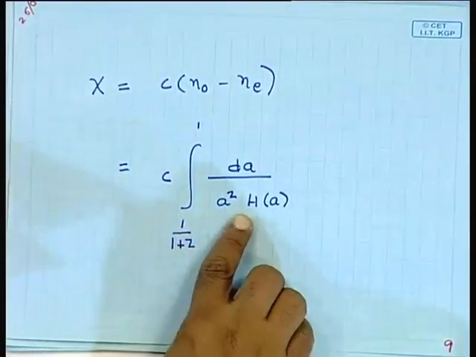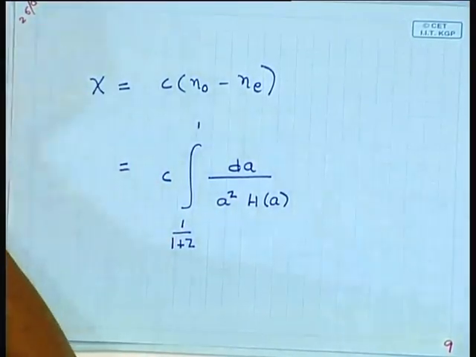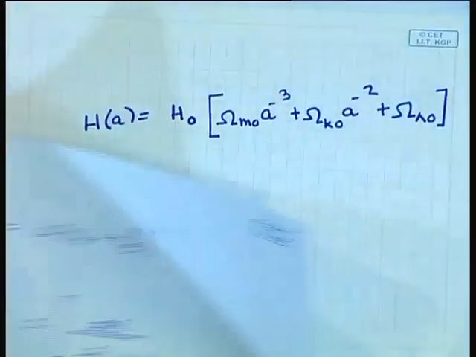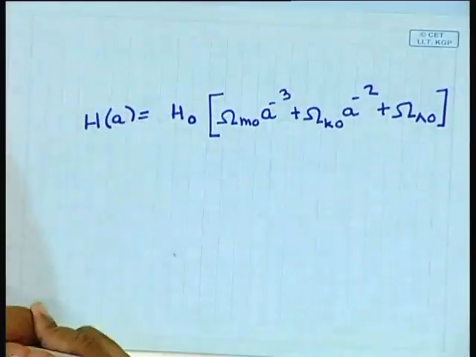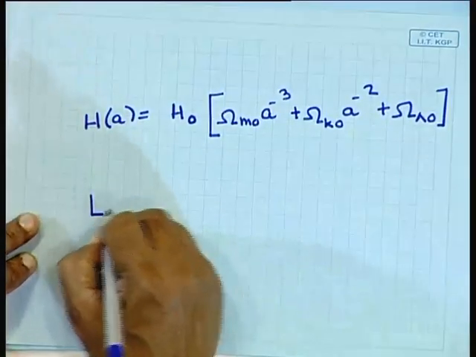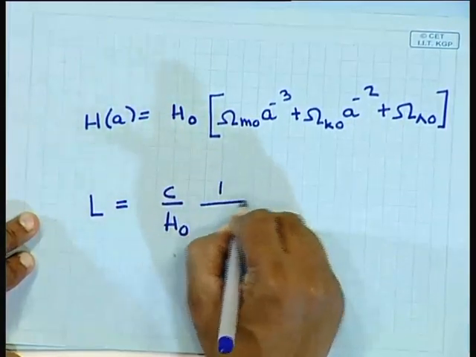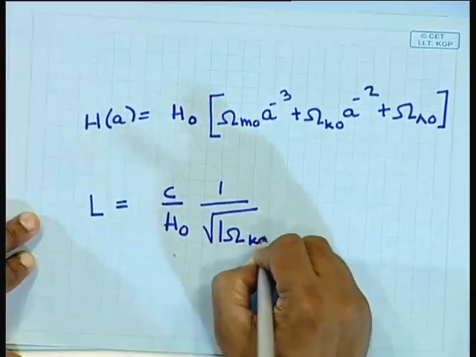Once we put in the expression for H over here, we get chi. L is determined by the value of omega curvature. I have already told you that L is c by H naught, 1 by square root of mod omega curvature naught.